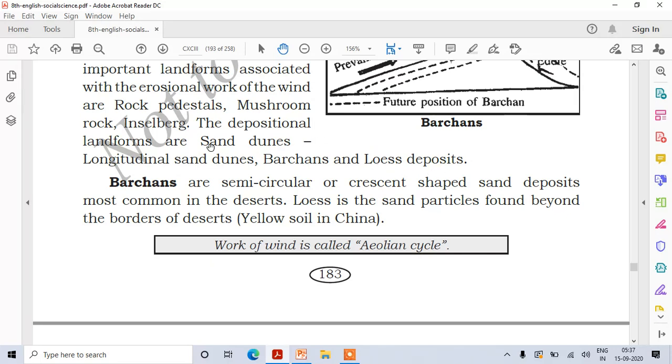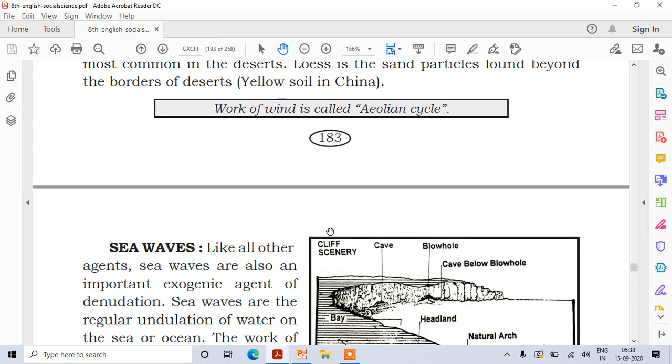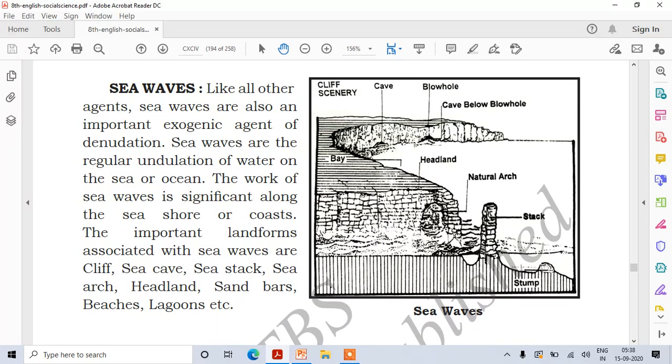These are the depositional landforms: sand dunes, barchans. Now, what are barchans? Barchans are semicircular or crescent-shaped sand deposits, most common in the desert areas. These barchans can be seen in the desert areas, and they are semicircular or crescent-shaped. Loess is the sand particles found beyond the borders of deserts, like the yellow soil in China. Work of wind is called the Aeolian cycle. Aeolian, A-E-O-L-I-A-N, Aeolian cycle.